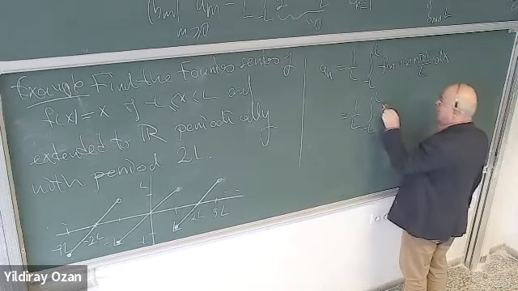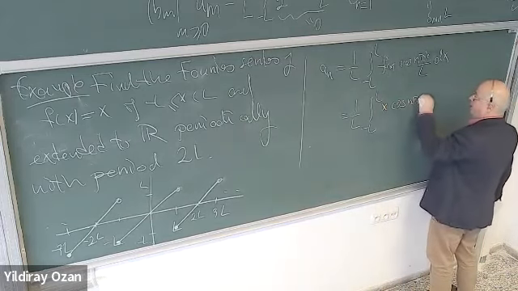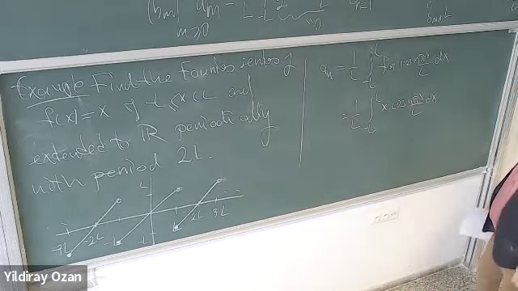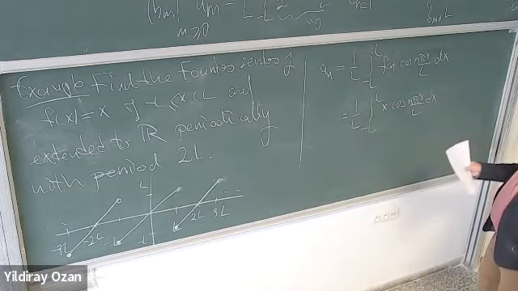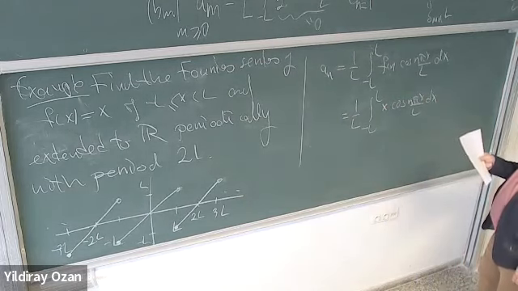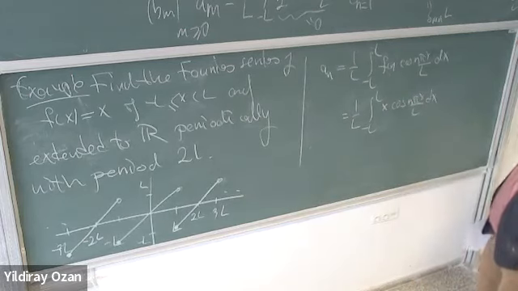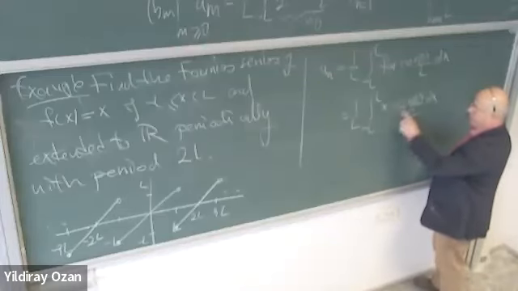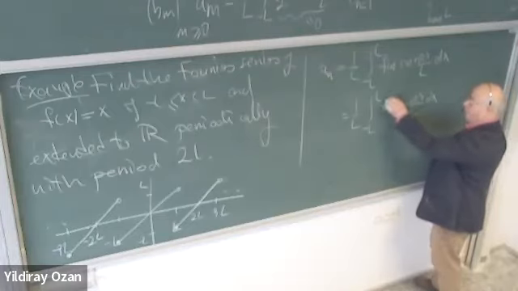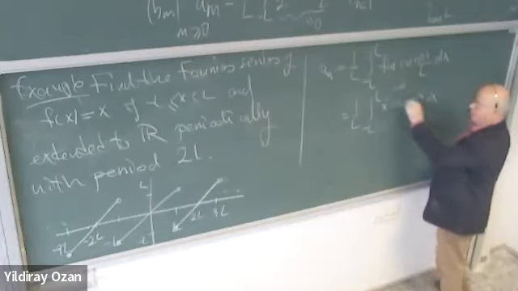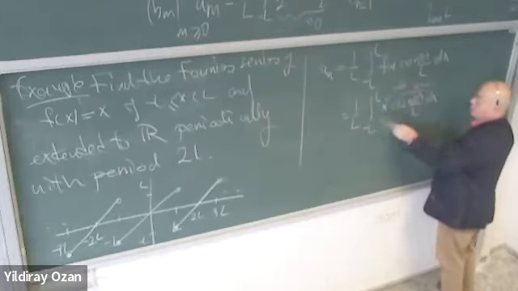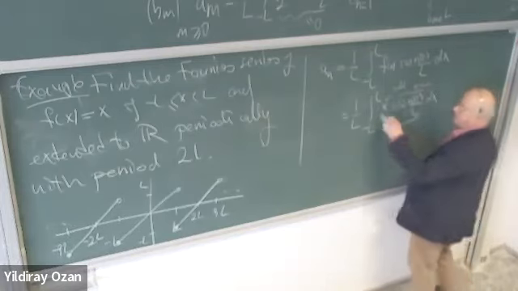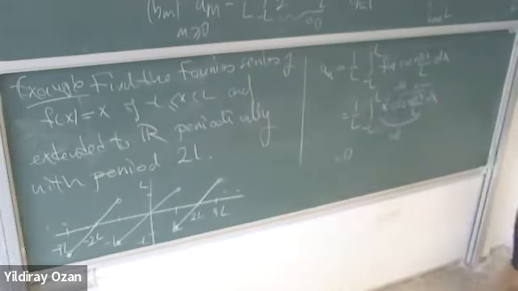Well, this is just x times cosine n pi x over L dx. So we have to do integration by parts. Well, we will do integration by parts, but this one is trivially zero. Why is that? This is an odd function. Cosine is an even function. So the product is odd. The integral of an odd function over a symmetric interval is just zero. So this is just zero.